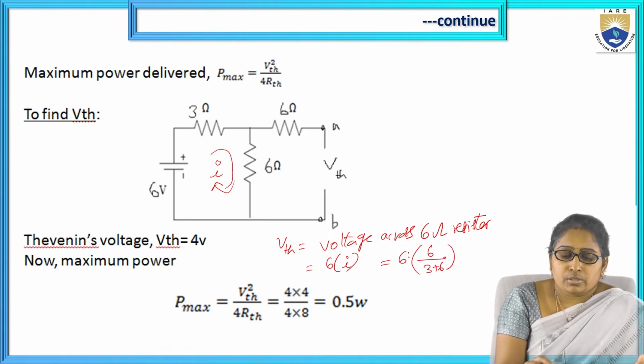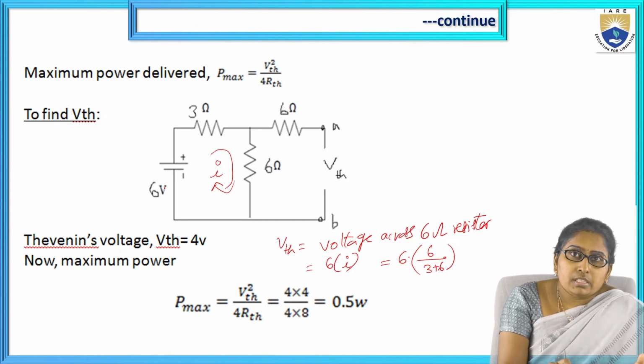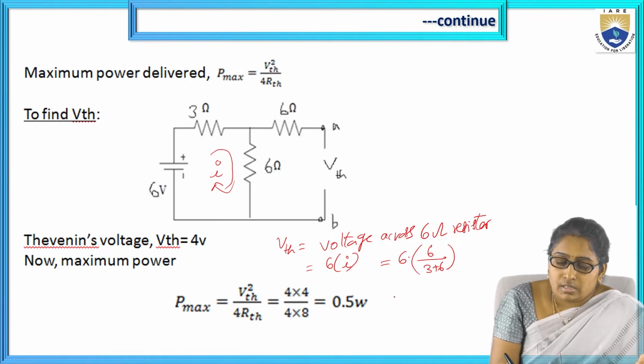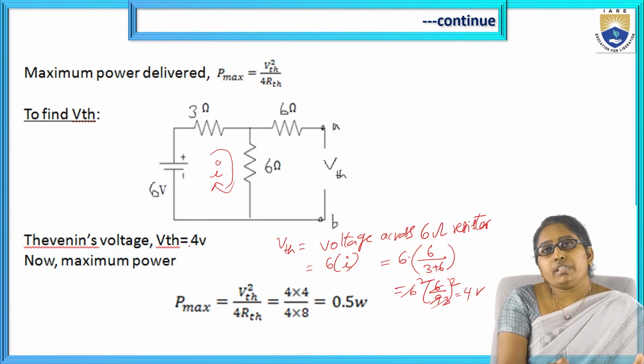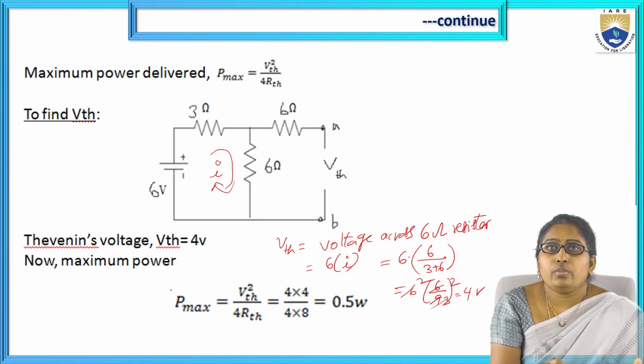Yes or no? In this single loop, if we apply KVL, the I value is given by the supply voltage 6 by 3 plus 6. Simplifying, 6 by 9, 3 to 3, so finally it gives 4. That is what is mentioned here. Thevenin's voltage is given by 4 volts. Thevenin's voltage VTH is equal to 4 volts.